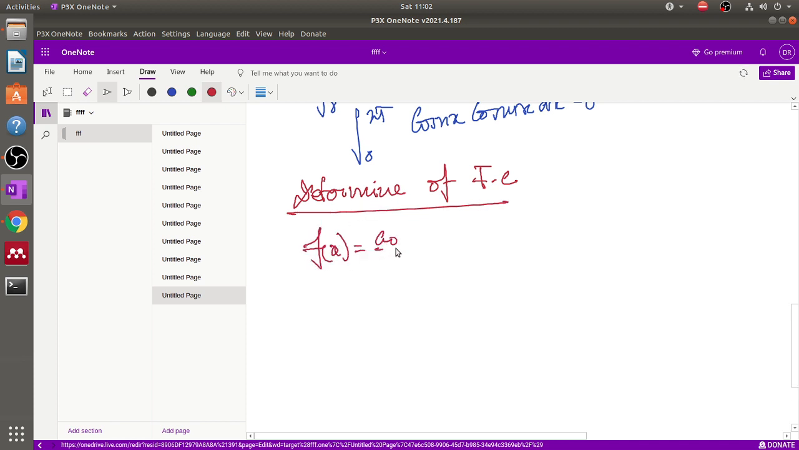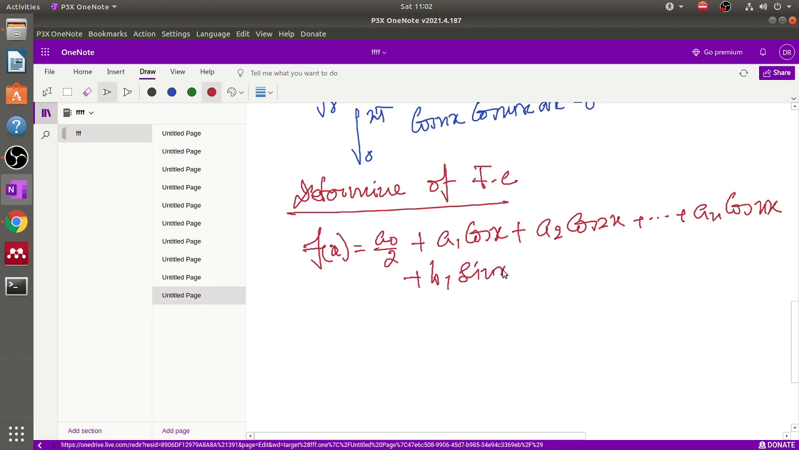We know that f(x) equals a0 by 2, then a1 cos x, then a2 cos 2x, and the nth harmonic is represented by this formula. And similarly for b1 sin x plus b2 sin 2x plus bn sin nx. So first of all, find a0.